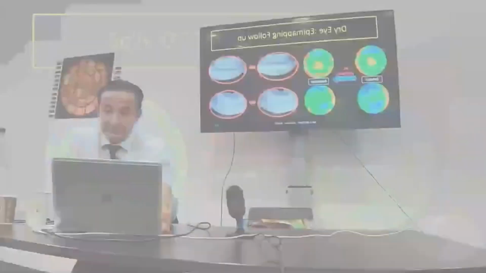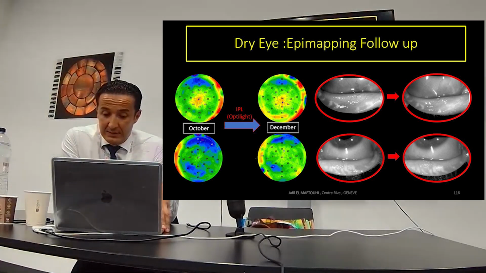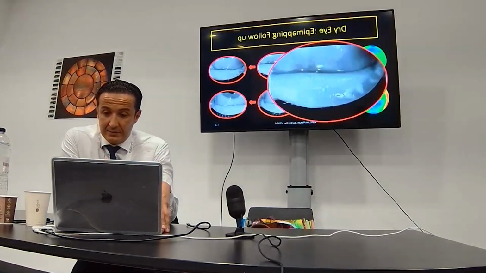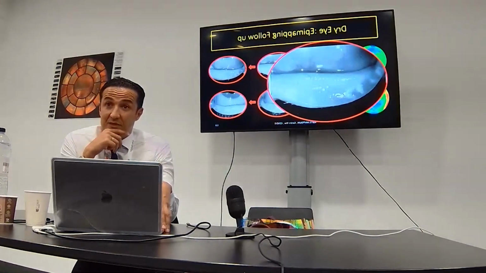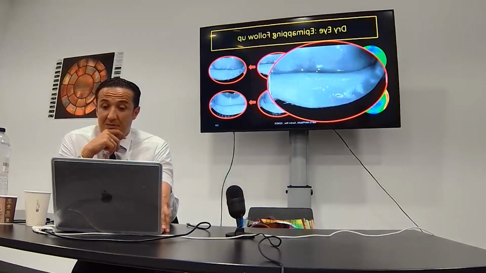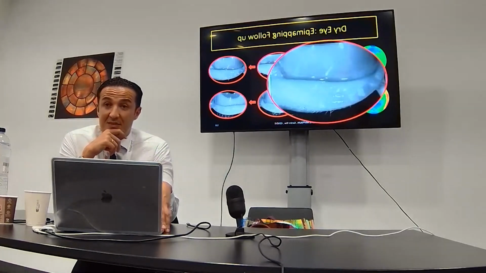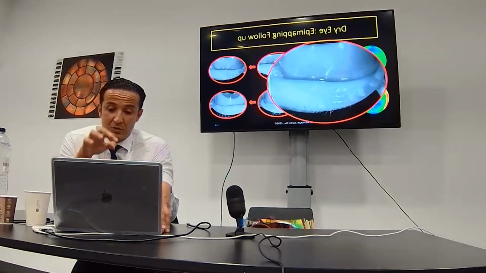Another case, before and after IPL, in very advanced meibomian gland dysfunction. And look here, you observe telangiectasia. This is before IPL, this is after IPL. You observe a reduction of this telangiectasia.